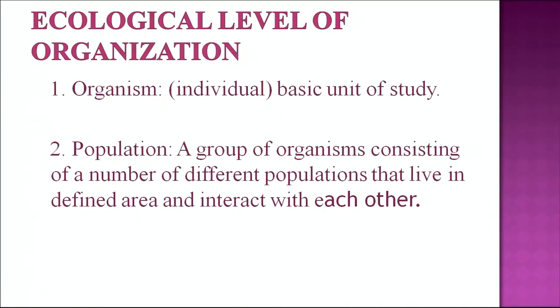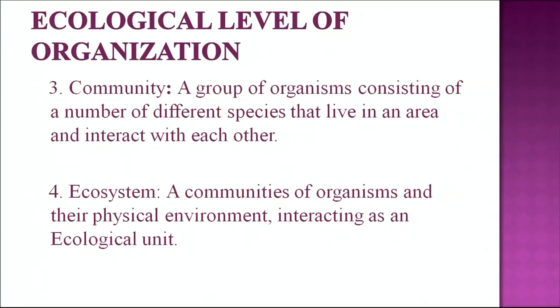Ecological levels of organization, we continue. The first one is organism, that is individual, which is considered the basic unit of study. Second is population. Dear learners, these definitions are very important. So what is population? A group of organisms of the same species that live in a defined area and interact with each other. The third one is community, a group of organisms consisting of a number of different species that live in an area and interact with each other.